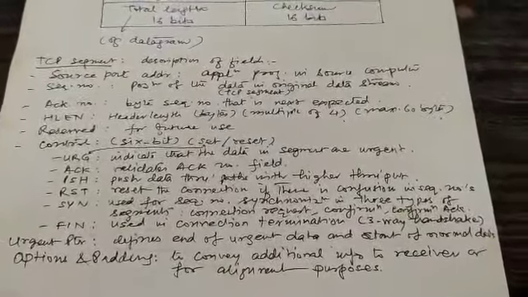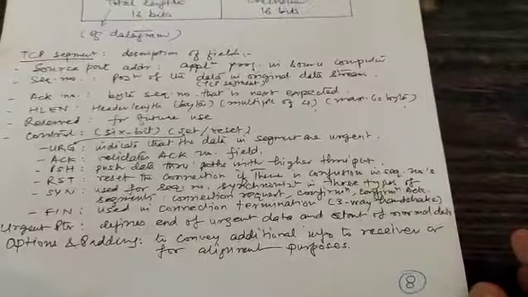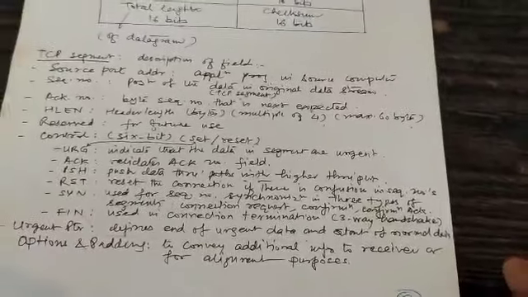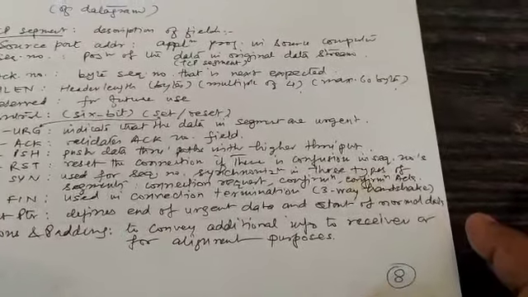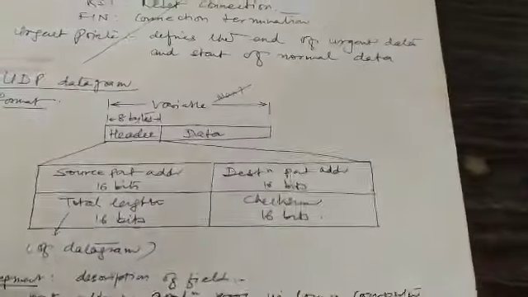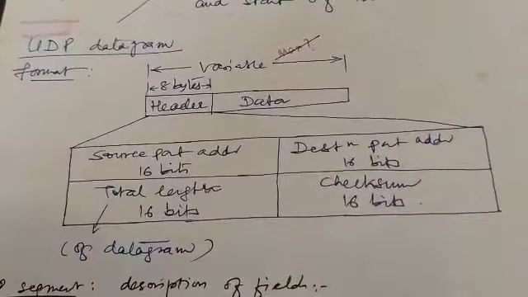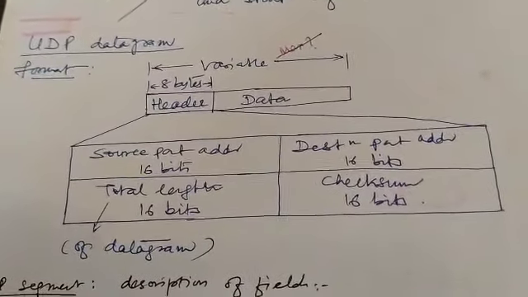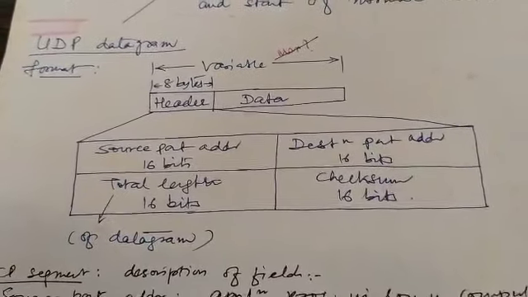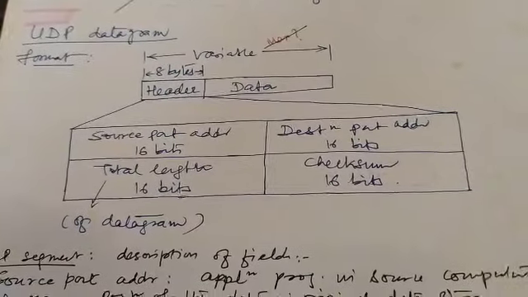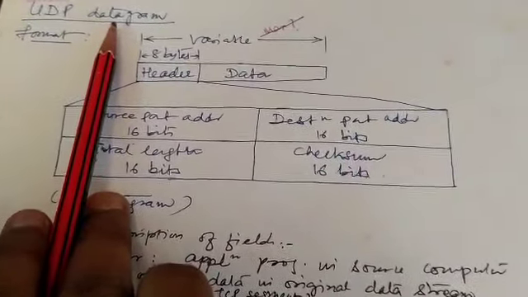Further to this, we can see about the UDP. This was all part of the TCP. Now we can see a few things about the UDP. UDP stands for User Datagram Protocol, and this is meant for providing connectionless services. For providing connectionless services, the data unit being used is known as the UDP datagram as per the TCP/IP protocol.